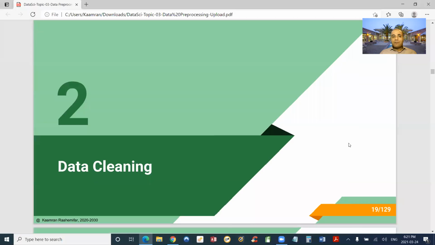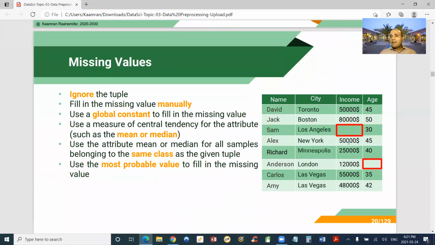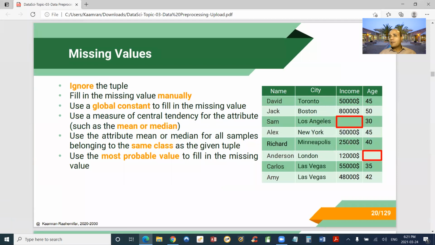We were talking about data preparation in the previous sessions, in the previous parts. We are now moving into the data cleaning part. Let me share my screen. So in this part, let's have some examples, some better understanding of what we mean by data cleaning.